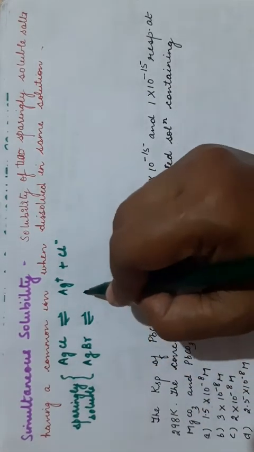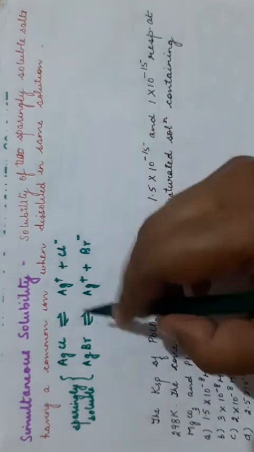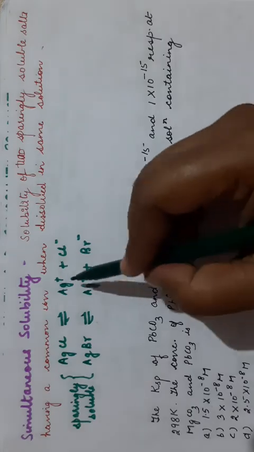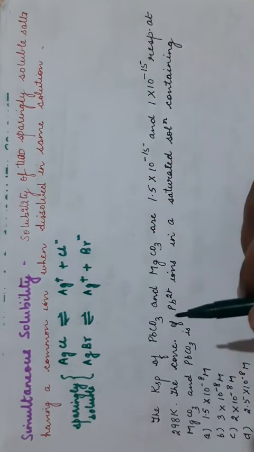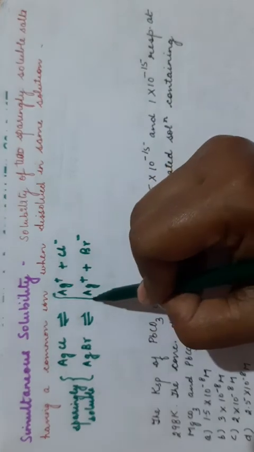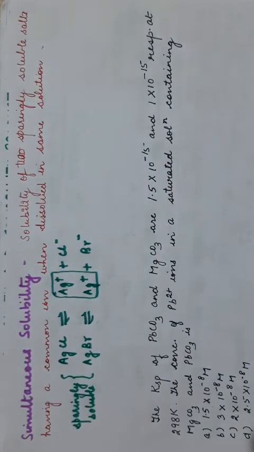AgBr will also break up into ions and give Ag plus and Br minus ions. Now they are in the same solution, so the concentration of silver ion in the solution has increased. This is the common ion. Due to the common ion, what will happen? The concentration of silver ions will increase.